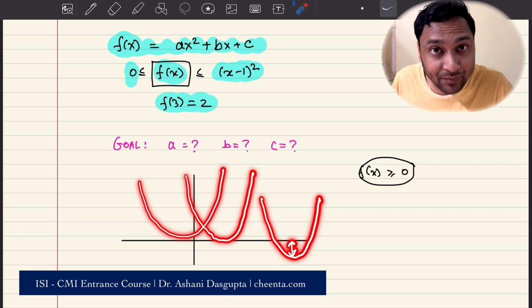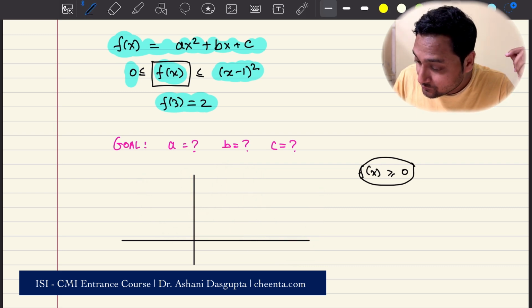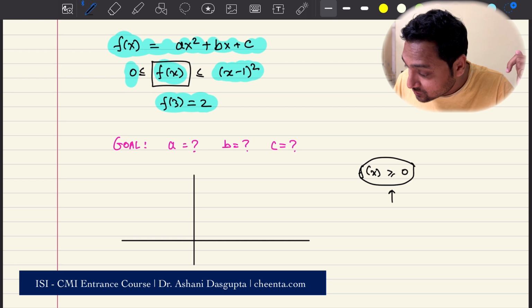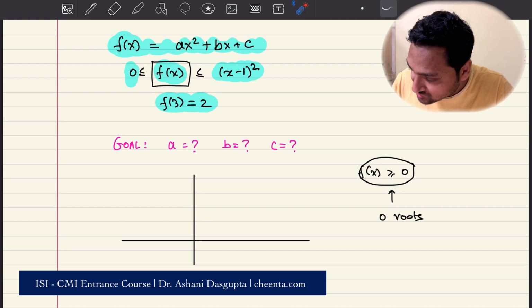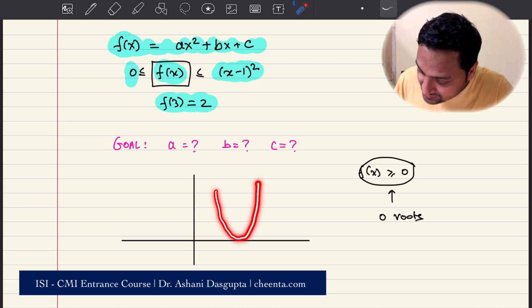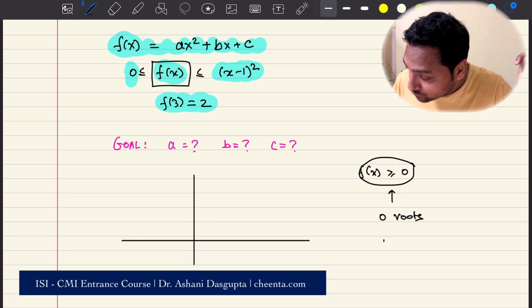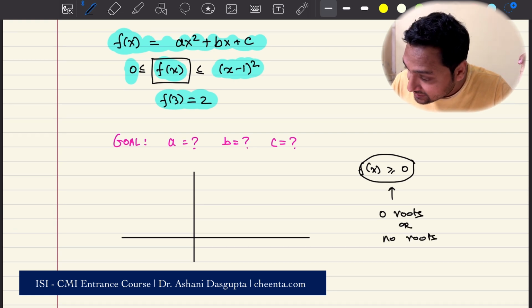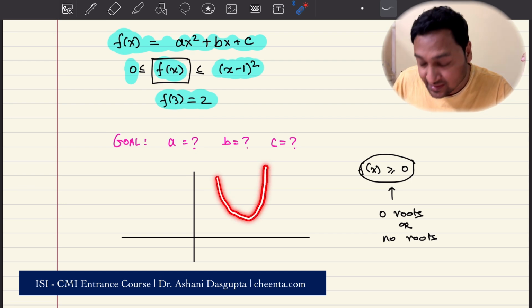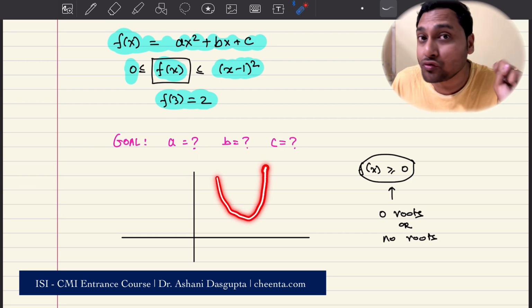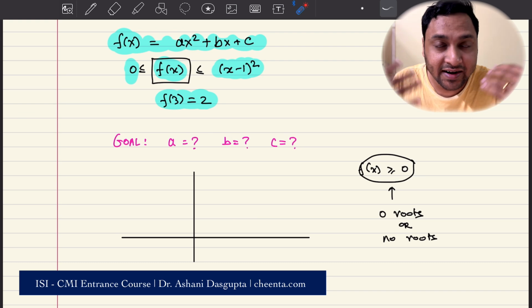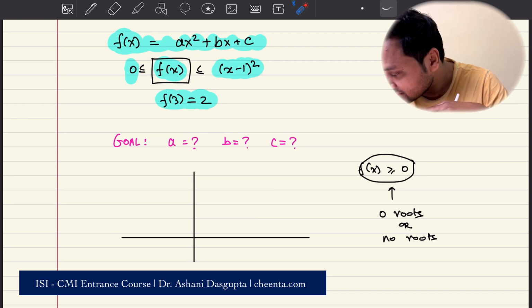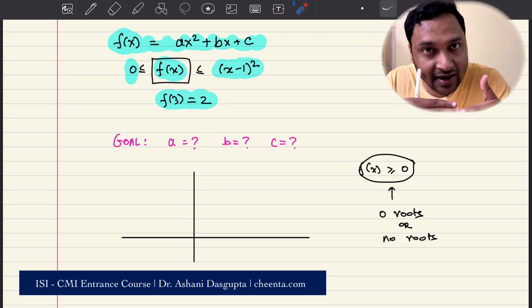So that doesn't happen. From this information, we conclude that there is either 1 root, that is, it's just touching the x-axis, or there are no roots, that is, it is completely above the x-axis. But we don't have 2 roots. It's a quadratic, it can have at most 2 roots. So this is the first step of the analysis.